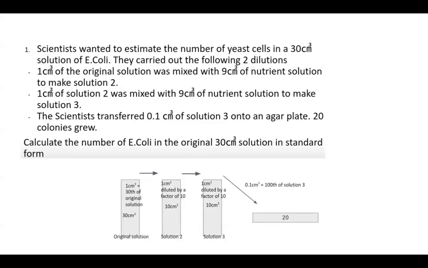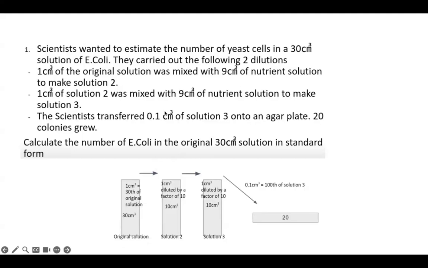We're then doing another step of this into solution 3, which again is going to be 1. We're taking 1 centimeter cubed out of solution 2 and we're adding that into 10 centimeters cubed of solution. But because there was already a 1/10 dilution in solution 2, by the time we get to solution 3, we're actually at a 1/100th dilution because we're taking it out and then taking out a mixed solution again.